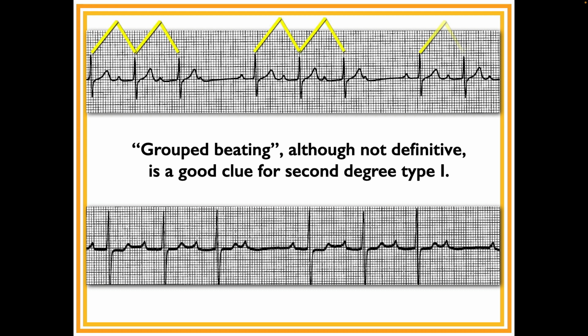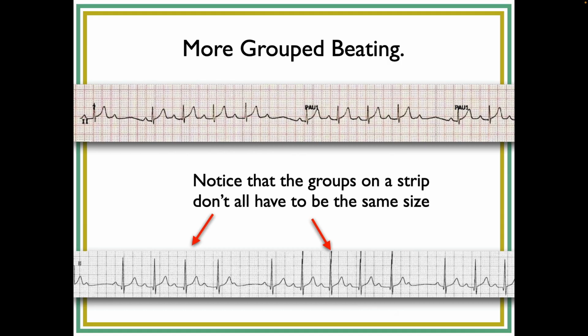Okay, and here's what I mean by grouped beatings. Here's more grouped beatings. So here's an example. Here we have our group, here we have our group, here we have our group. If you look, here's the group, and it's 1, 2, 3, 4, and here it's 1, 2, 3, 4, 5. Okay. So it doesn't have to be the same.